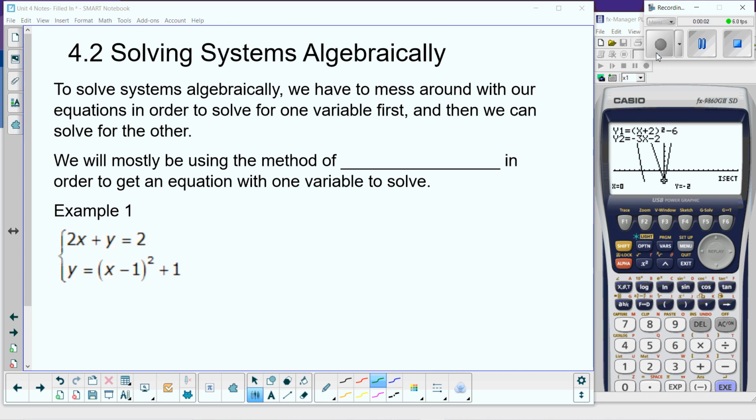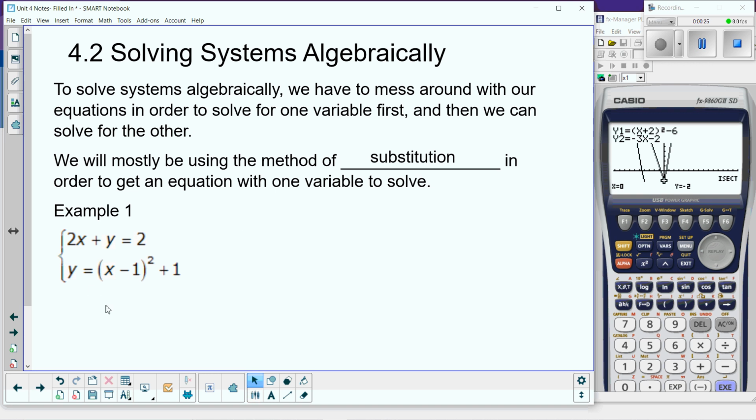Okay, 4.2, we're solving systems algebraically. To do that, we sometimes have to mess with our equations to make sure that they're solved for one variable first, and then we can solve for the other. We will mostly be using the method of substitution in order to get an equation with one variable to solve.